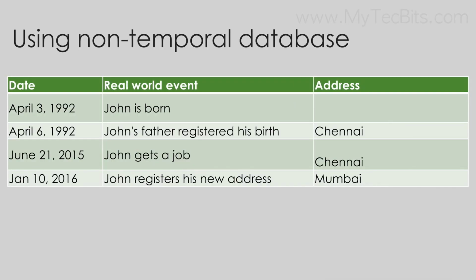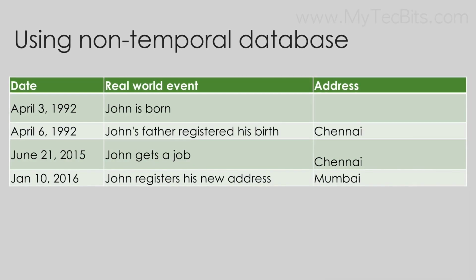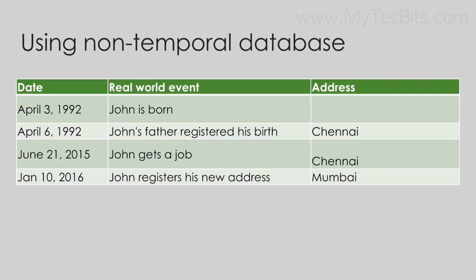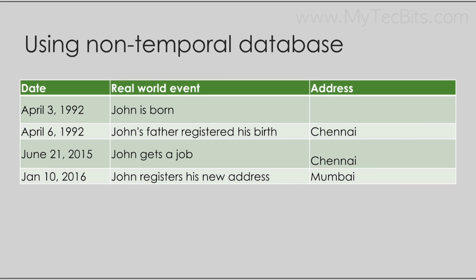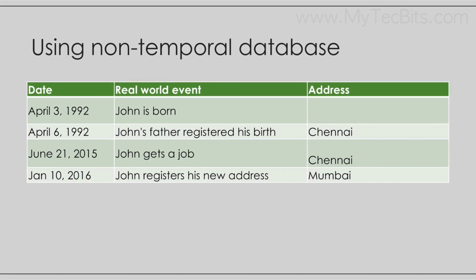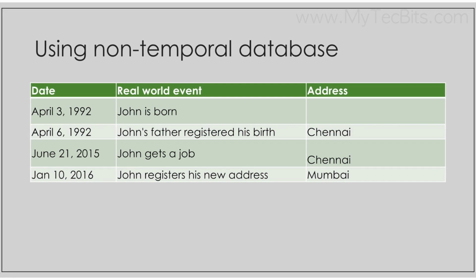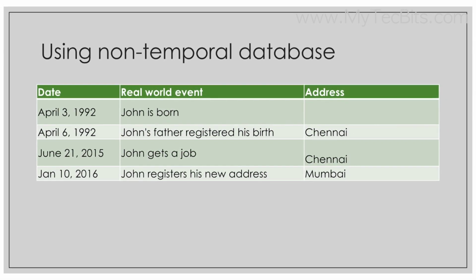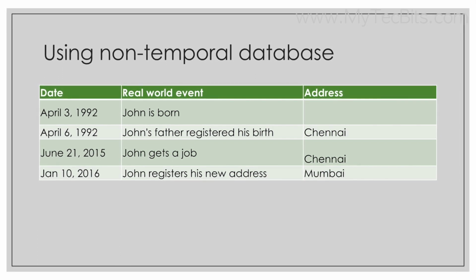So using a non-temporal database, John's address is entered as Chennai from 1992. When he registers his new address in 2016, the database gets updated and the address field now shows as Mumbai. Once this gets updated, it may be difficult to find out exactly when he was living in Chennai and when he moved to Mumbai.